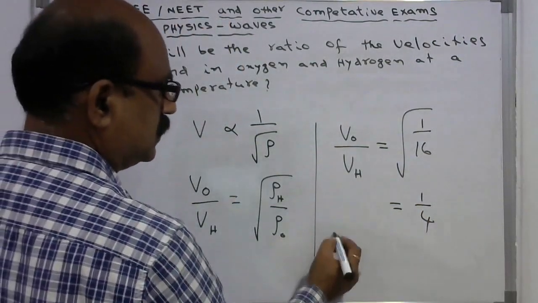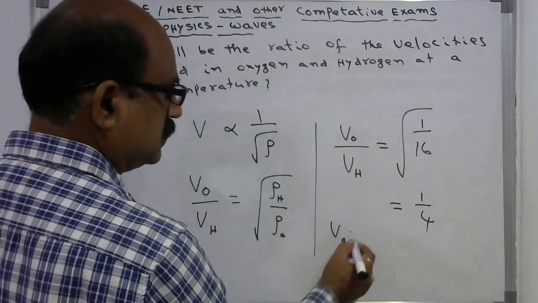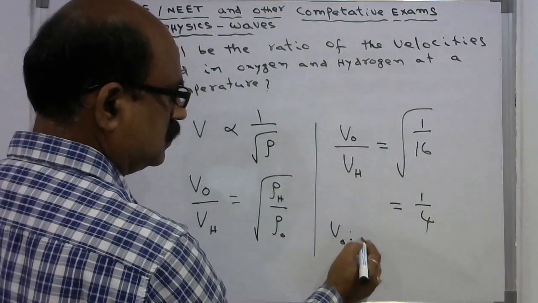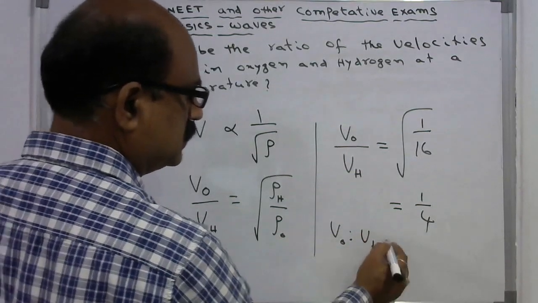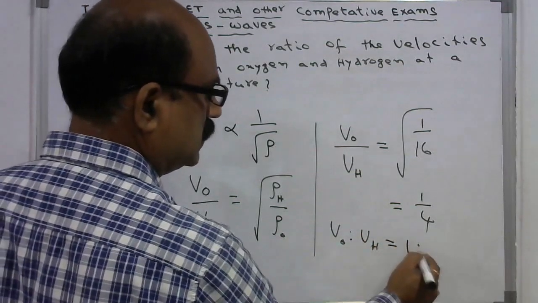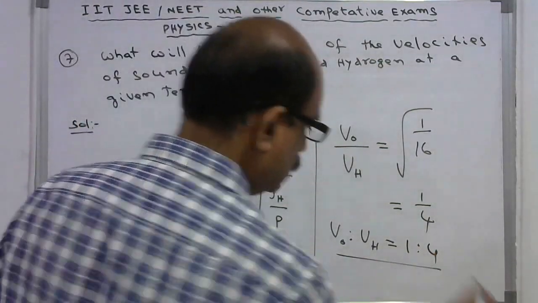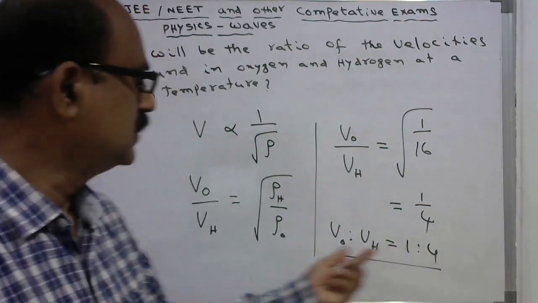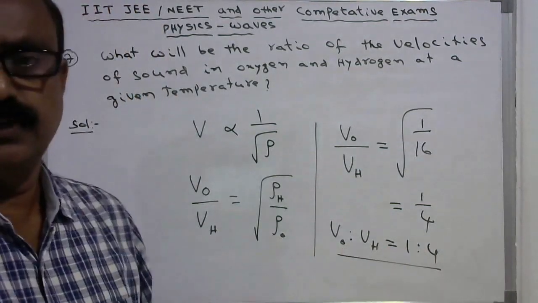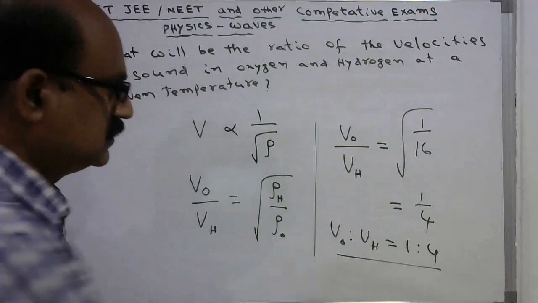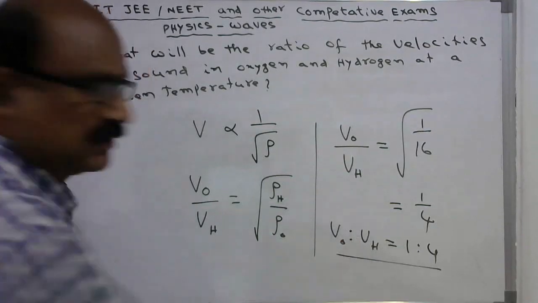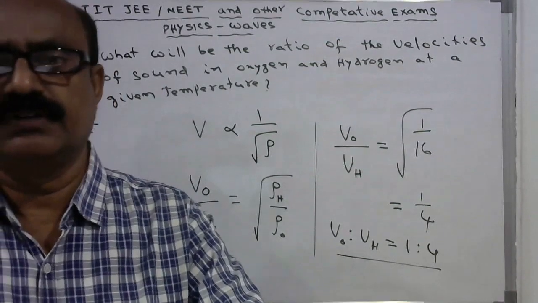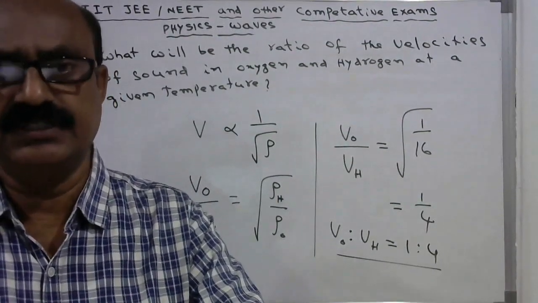So the ratio of velocity of sound in oxygen to velocity of sound in hydrogen is equal to 1:4. So velocity of sound in hydrogen is 4 times more than that of velocity of sound in oxygen. So this is the ratio of the velocity of sound in different gases that depend upon density.